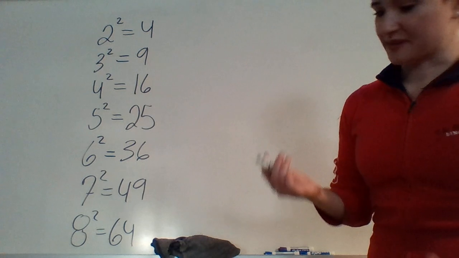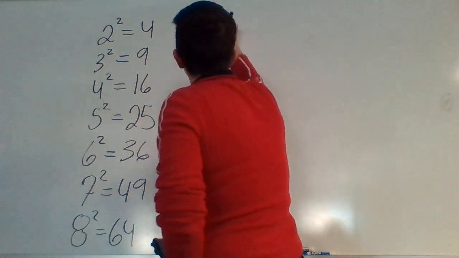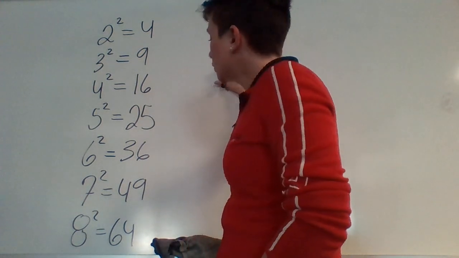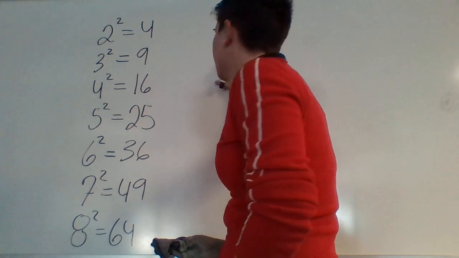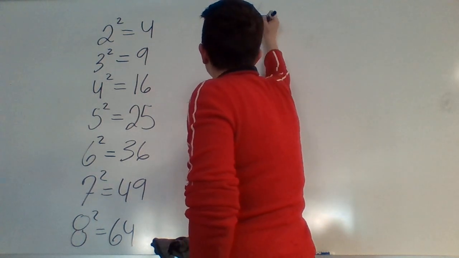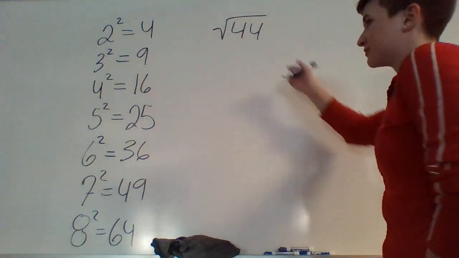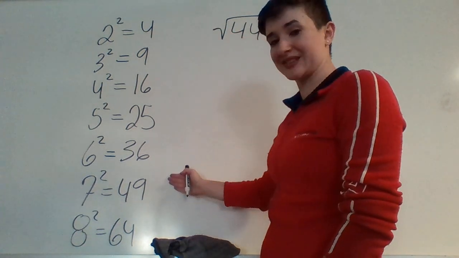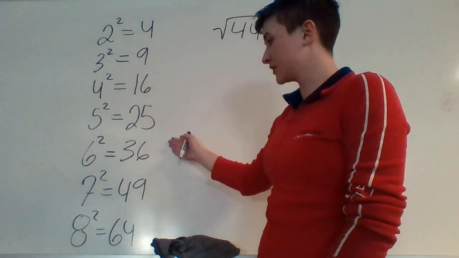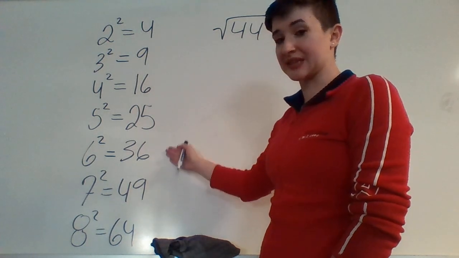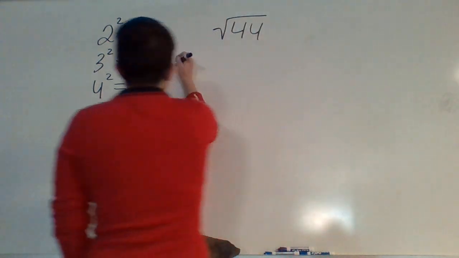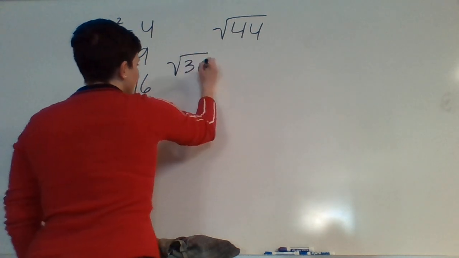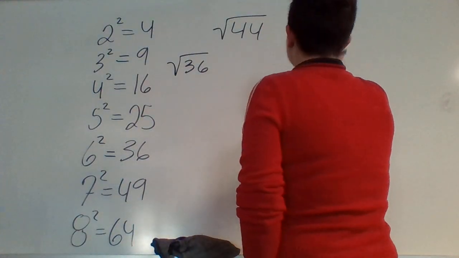So let's take another number. Let's say the square root of, let's have some fun, let's say 44. Okay? So go down your list here. Square root of 44 lies in between what two? Hopefully you say 6 and 7. Okay, square root of 44 is bigger than 36, but it is less than 49.